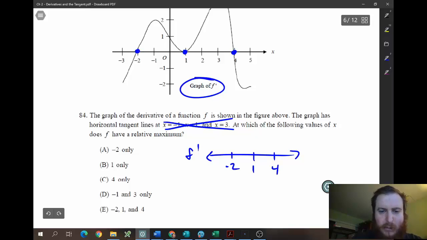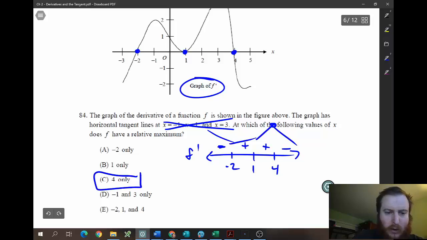And so this graph is below the axis, then above the axis, and below the axis. So we're decreasing, increasing, and decreasing. So it has a maximum at 4 only.